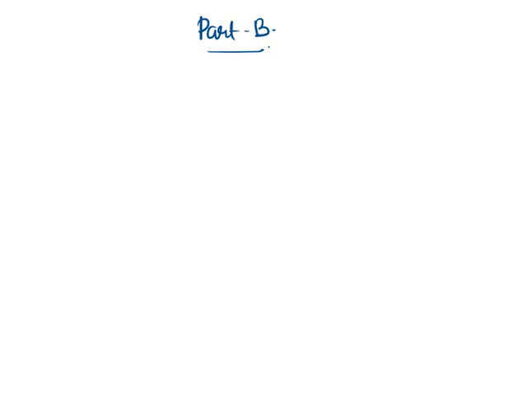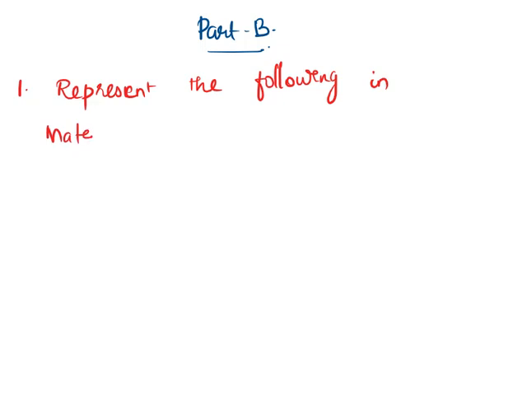Today we are going to continue with part B of the November 2021 question paper of the first semester. In part B, the first question, we have to represent the following in matrix form. So we are given the equation and we have to convert it into matrix form. First, let us write down the equation which is given.